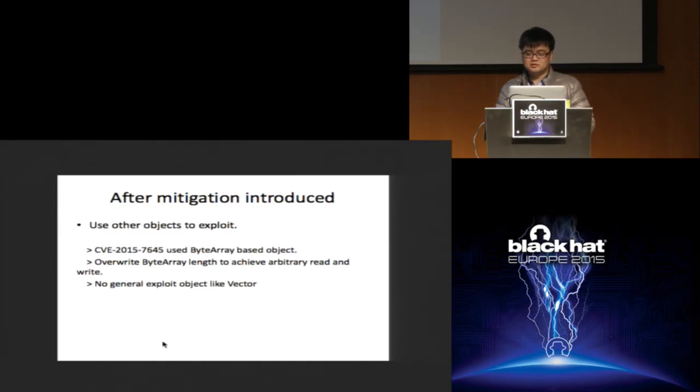Exploits can't use vector objects to exploit. They use other objects. For example, the latest Flash 0-day in the wild is CVE-2015-7645. This exploit used ByteArray-based objects. By overwriting the ByteArray length, it can achieve arbitrary read and write.